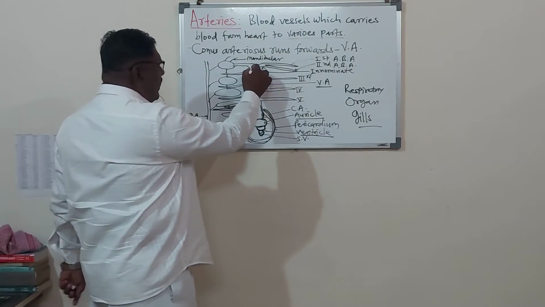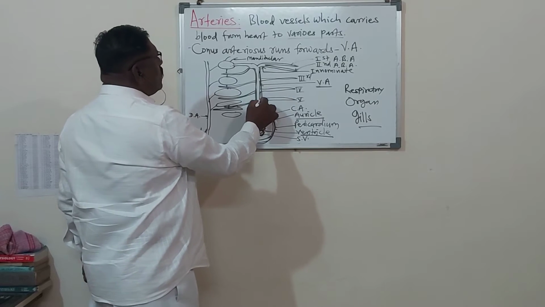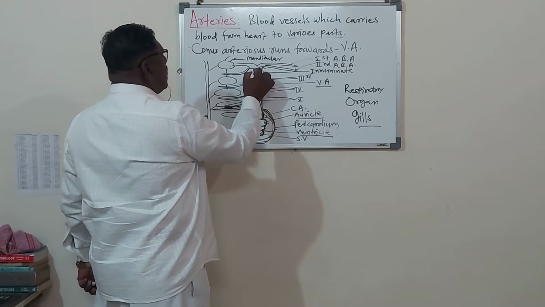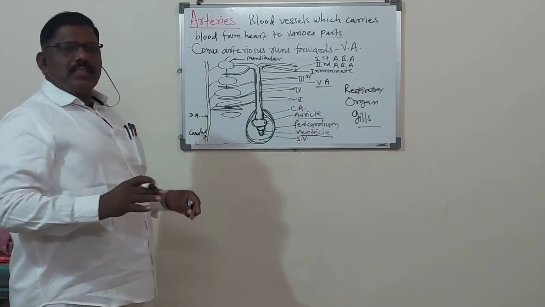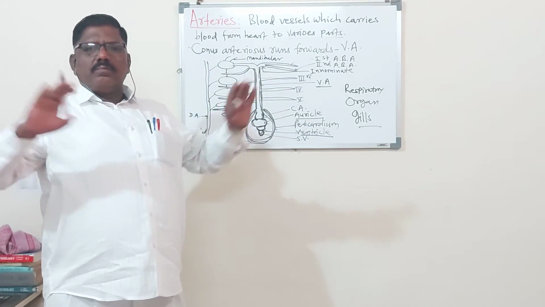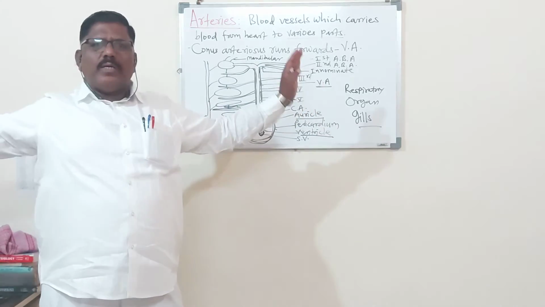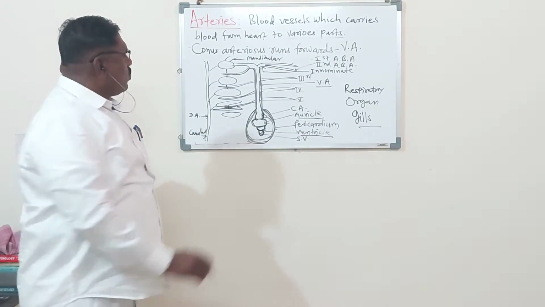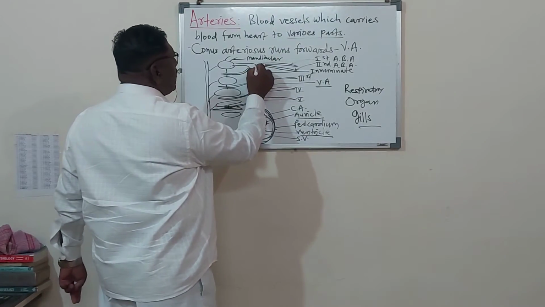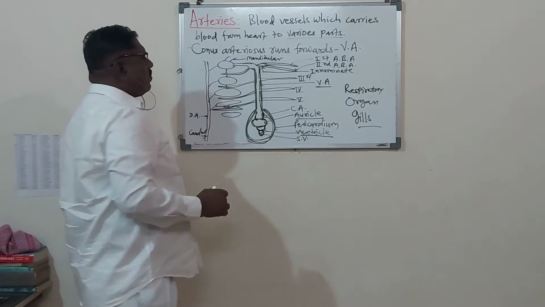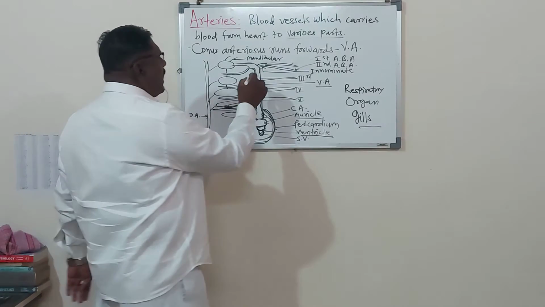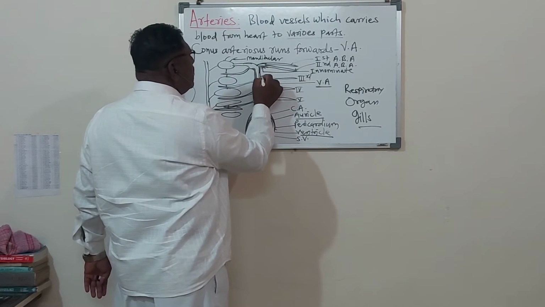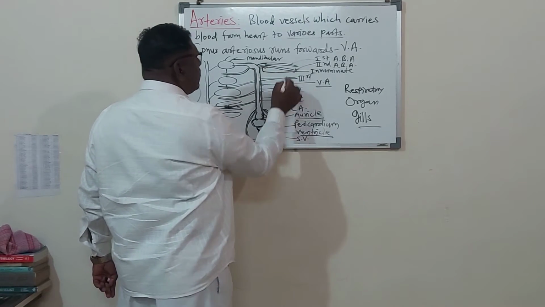This part is called the ventral aorta. It runs anteriorly, and at the anterior side it is bifurcated, one toward the right side and one toward the left side. Here it is bifurcated. Now that is called the innominate.